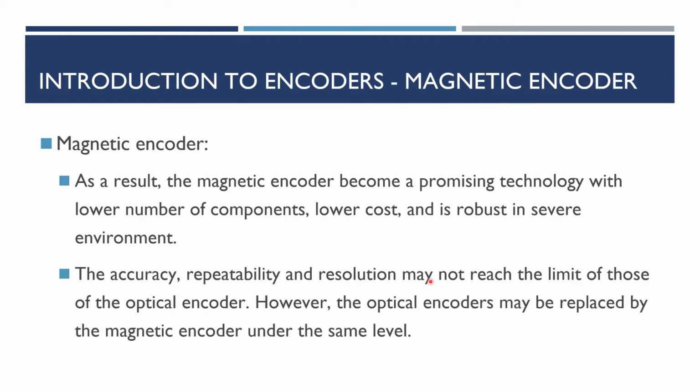As a result, the magnetic encoder becomes an alternative technology with a lower number of components. It's only composed of a scale and a sensor. Also, its cost is lower and it is more robust in severe environments, but magnetic shielding is needed for the magnetic encoder. Its accuracy, repeatability, and resolution may not be as high as the optical encoder, but under the same performance level, the magnetic encoder can replace the optical encoder at lower cost. That's why the magnetic encoder is a promising technology.